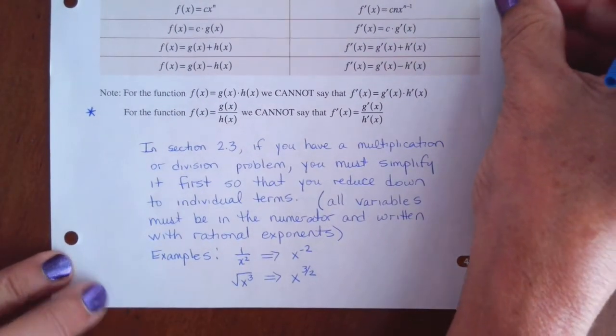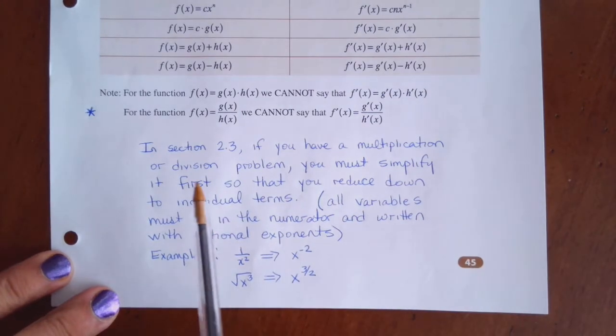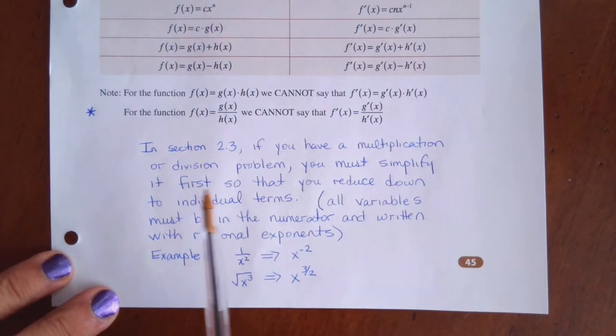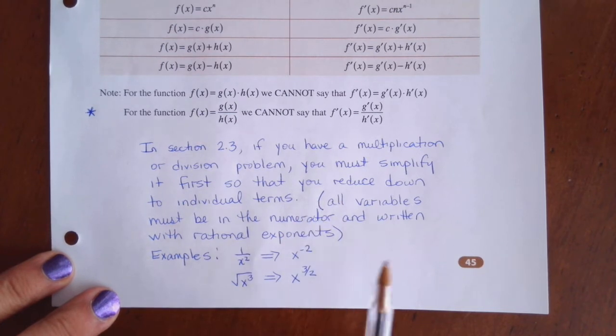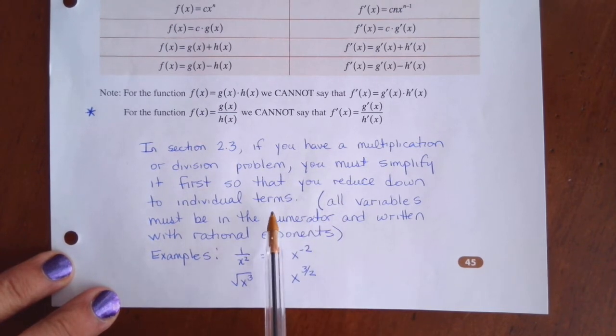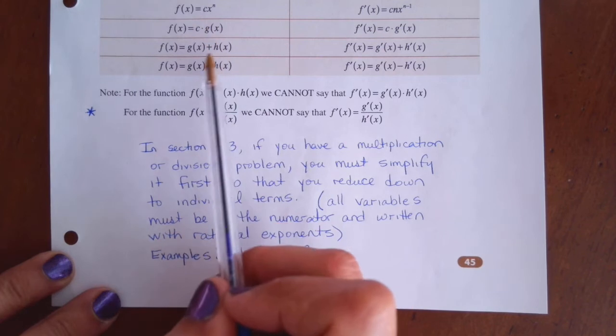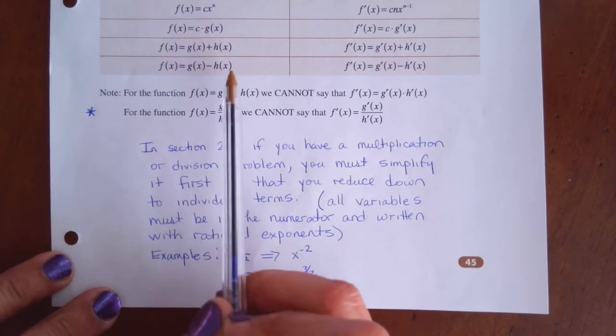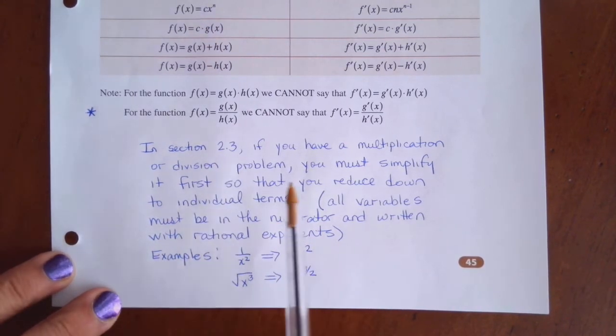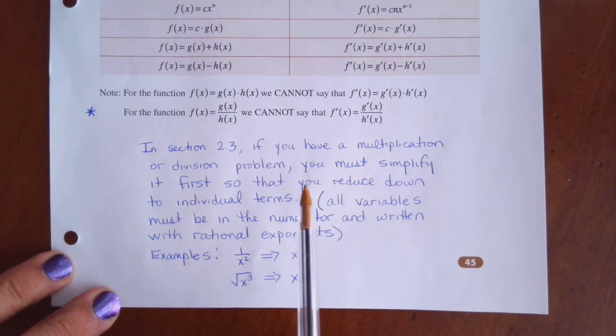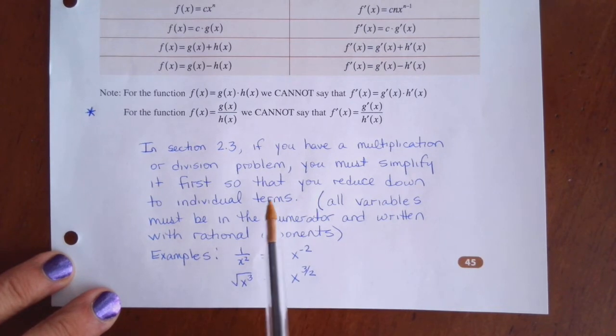But for today, if you have a multiplication or division problem, you must simplify it first so that you reduce down to individual terms. Once you reduce down to individual terms, then you're looking at these last two, and that's fine, okay? So always we want to simplify first on a multiplication or division problem, get it down to individual terms, and then go from there.